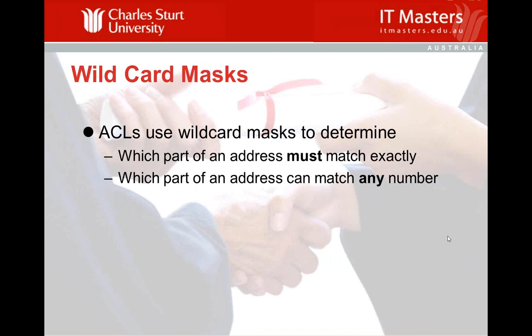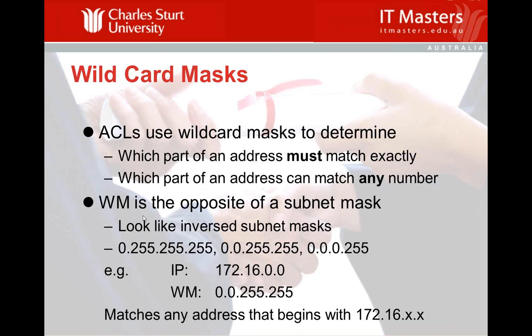Okay, your wildcard masks. ACLs use wildcard masks to determine which part of an address must match exactly and which part of an address can match any number. This is opposed to a subnet mask, which tells us what part of an address is the network or the subnet and what part of an address is the host. So wildcard masks simply look like an inversed subnet mask. Oh, I'm going too fast there. Okay, so it's the opposite of a subnet mask. It looks like an inverse subnet mask.